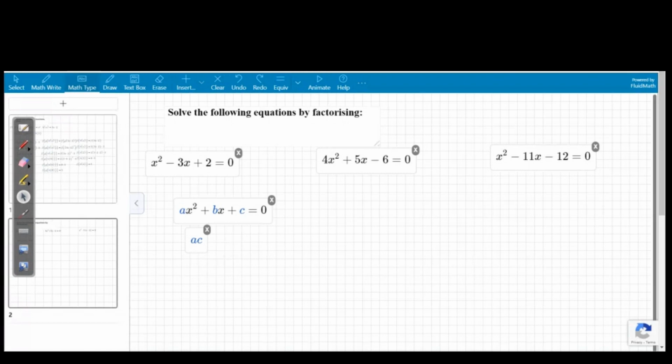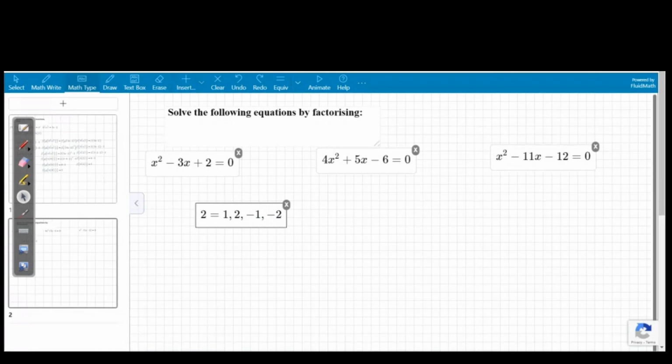Very well. So let's start with the first question. The coefficient here is 1. So if we multiply this 1 times 2, it gives us what? It gives us 2. Now, what are the factors of 2? We have 1, 2, -1, -2.